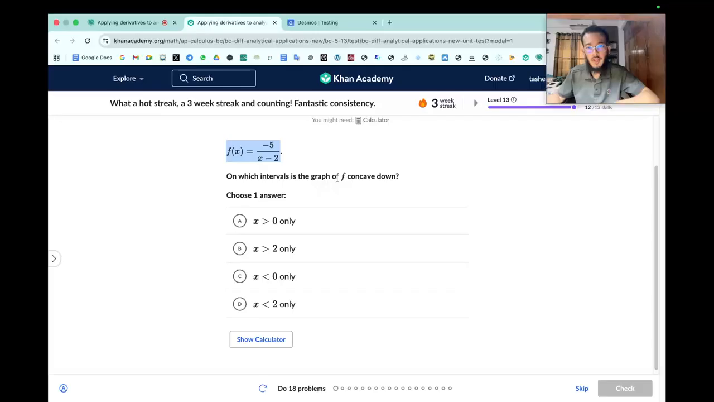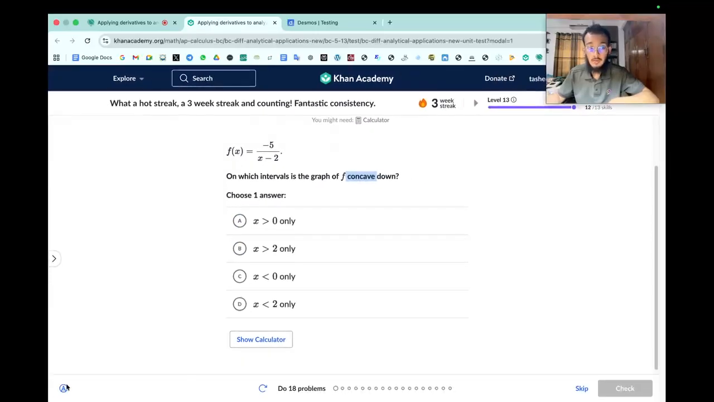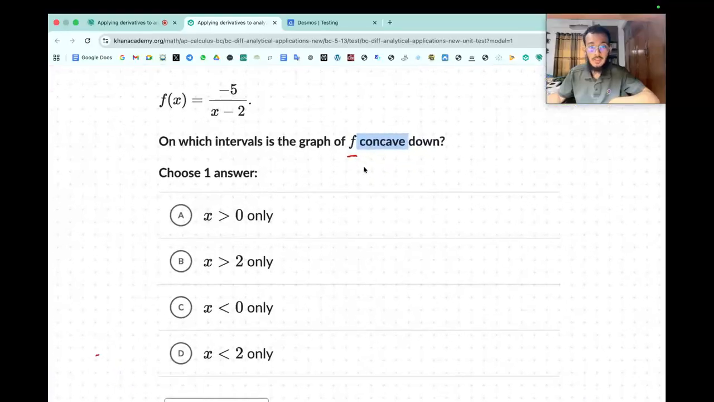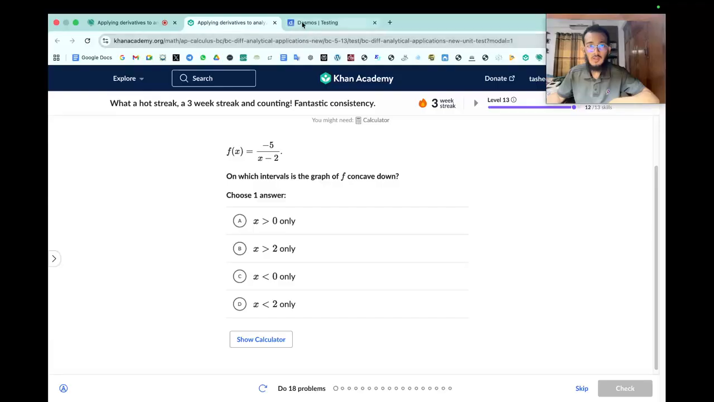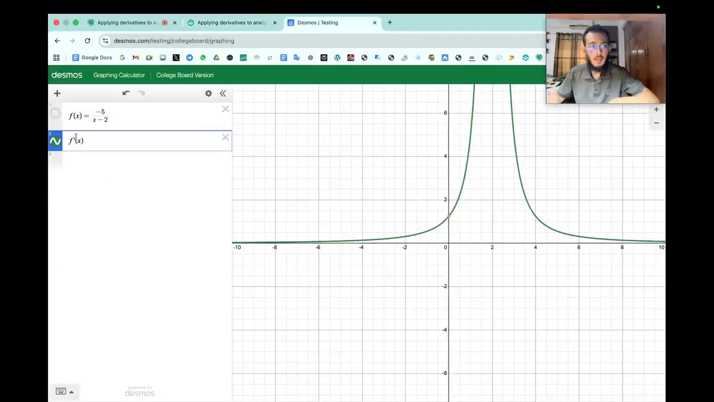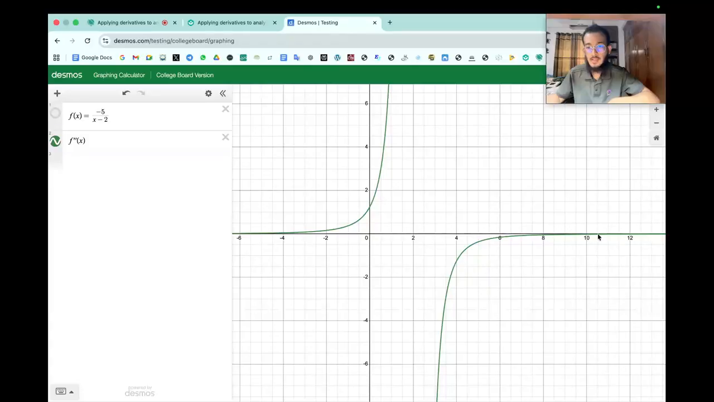So in order to find on which interval the graph of f is concave down, basically we need f double prime to be less than 0, so below the x-axis. So for the portion where we have the graph below the x-axis, f double prime, that is where f is concave down. So f double prime of x, it is below the x-axis, as you can see.